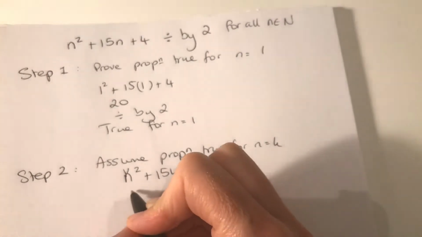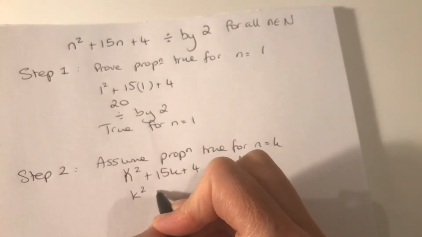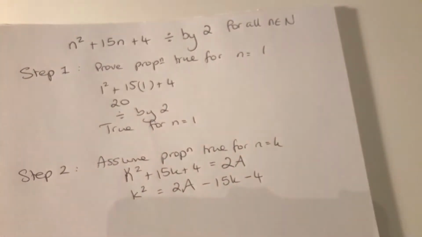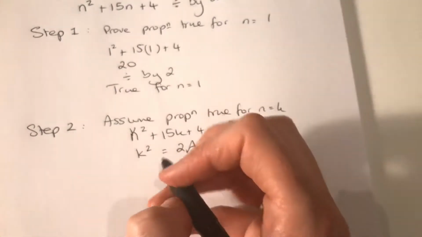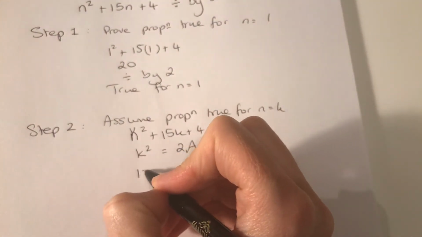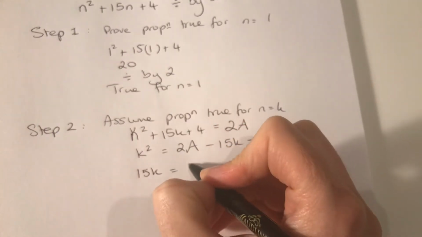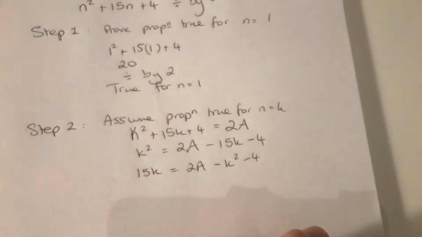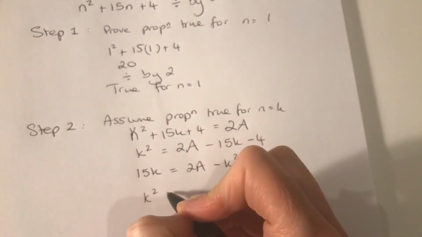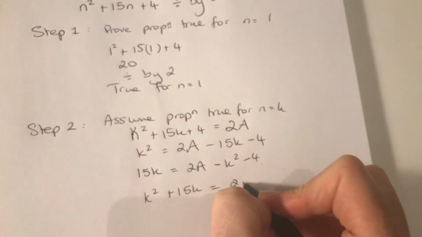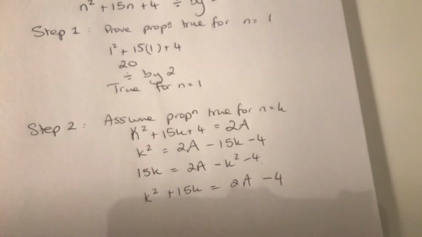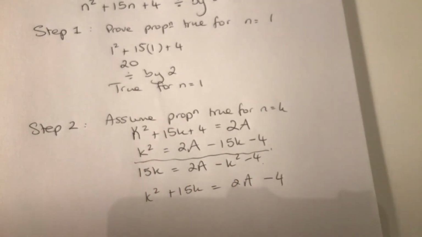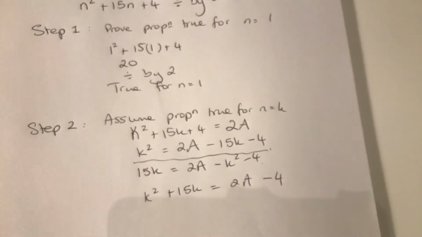If you want to, you could mess around with this a little bit. k squared is equal to 2a minus 15k minus 4. There's an option. You could say 15k is equal to 2a minus k squared minus 4. You could say k squared plus 15k is equal to 2a minus 4. I've loads of options there. All I'm doing is messing around. I'll probably use that one maybe at some stage if I can find a k squared. I'm not saying I definitely will, but that's a plan.